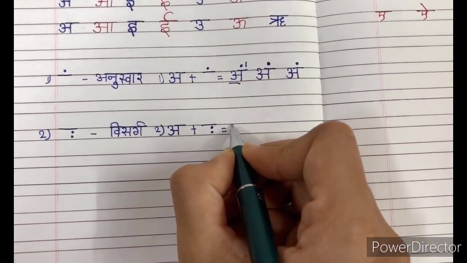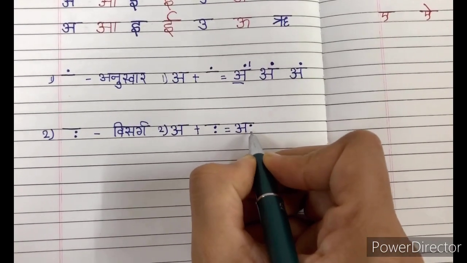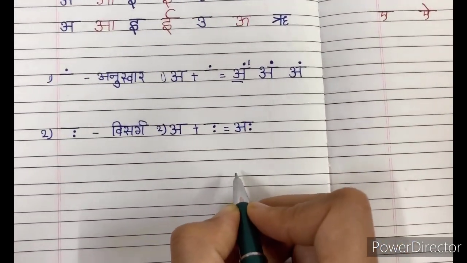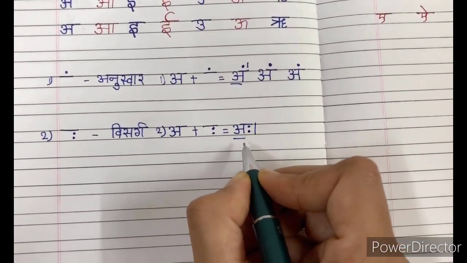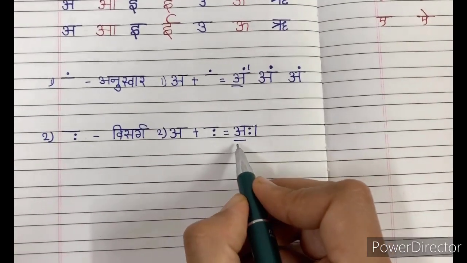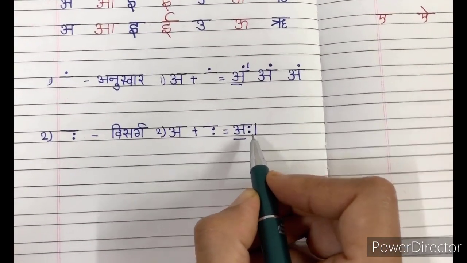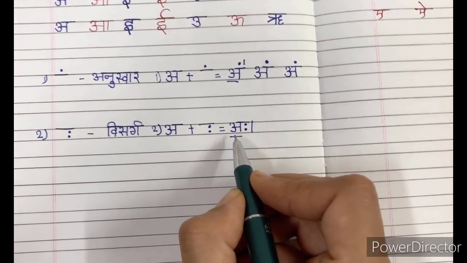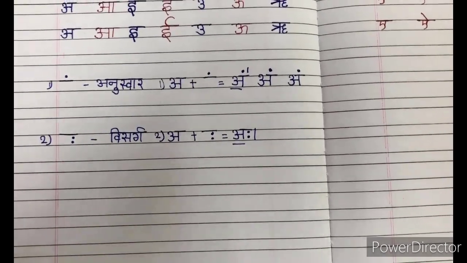Let's write a. Give this sign of visarga. Now repeat after me. Aha. Repeat. Aha. Repeat. Aha. Repeat. So first we pronounced a and then we pronounced visarga, which sounds like her.